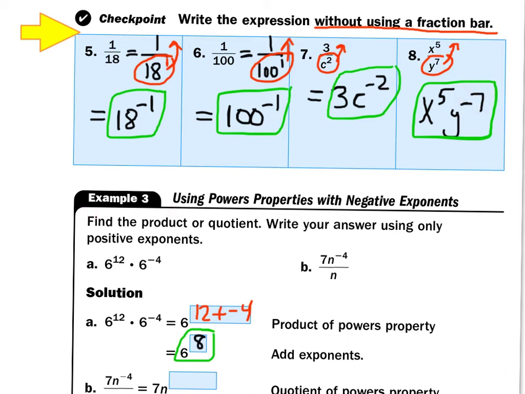Okay, look at example 3, using powers properties with negative exponents. So now we're going to use those tricks again. So look at A. It's 6 to the 12th power times 6 to the negative 4th power. Well, remember, when the bases match, copy the base, the 6, and then we just add the powers. So 12 plus negative 4 gives us 6 to the 8th power.